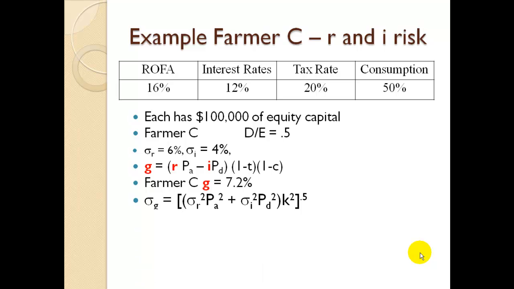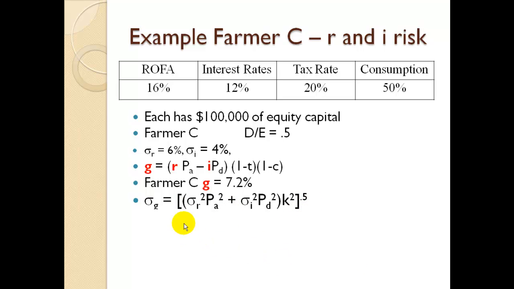Now they have a much harder formula to use for their standard deviation of growth, and there it is. It's the standard deviation of the return on assets squared times the assets over equity squared, plus the standard deviation of I, their interest rate, squared, times the debt over equity squared. This whole thing is multiplied by K squared, and then after we multiply all that out, we take the square root of it to get our standard deviation of G.